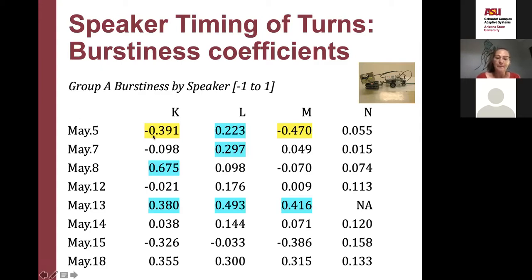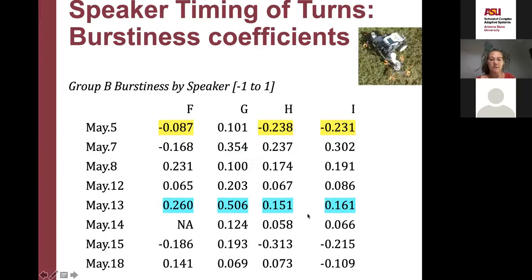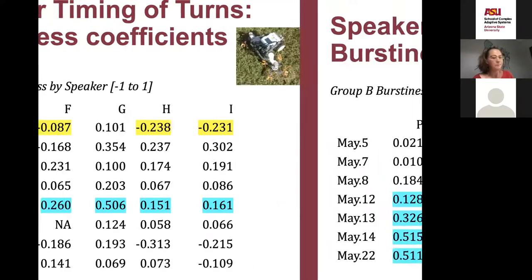And you can see that overall there is a low amount of burstiness in this group A in terms of the timing of individual speakers' turns. The yellow shows particularly low burstiness coefficients. The blue is just showing some higher coefficients. And you can see that those differ for the different speakers, but there are some patterns across days where speaker burstiness shows some commonalities among group members.